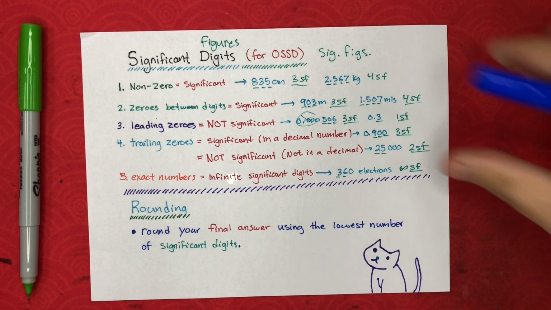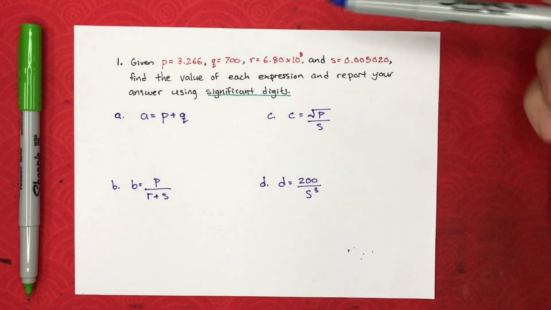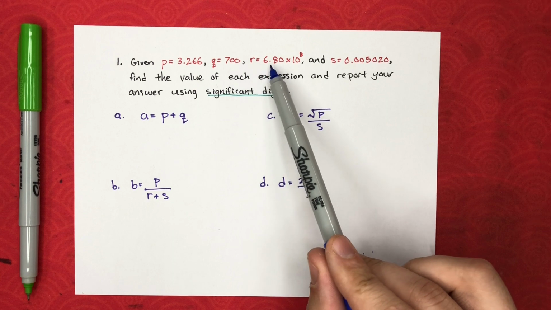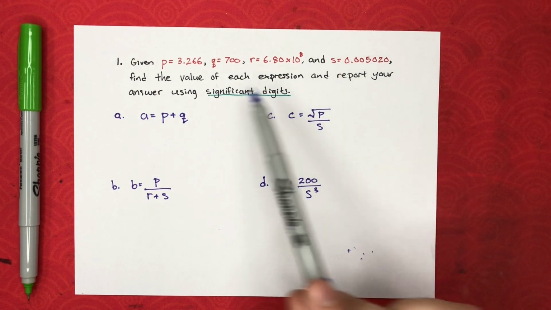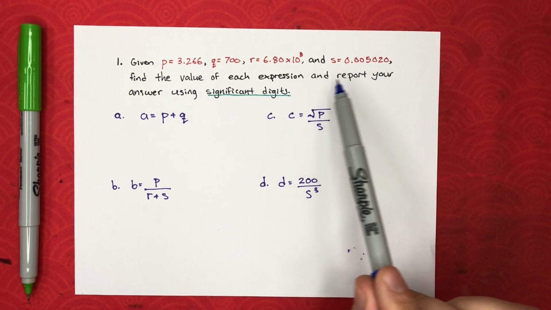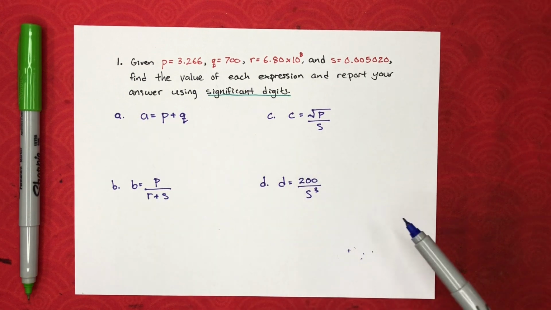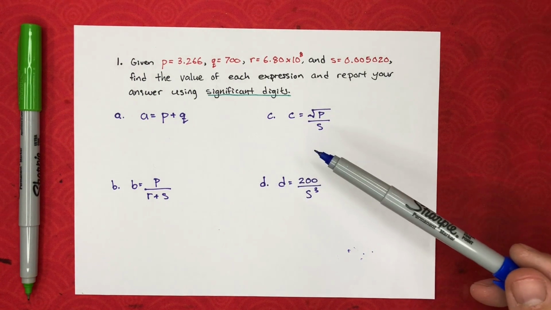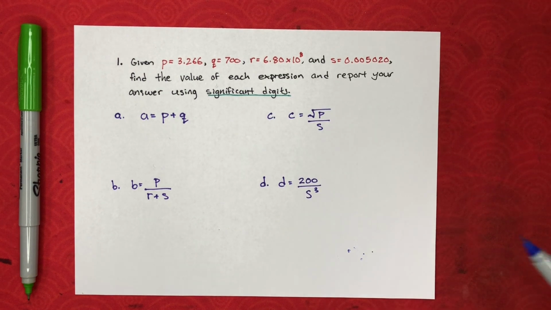So let's take a look at a problem using this. Here we have this question. It says, given P equals 3.266, Q equals 700, R equals 6.80 times 10 to the 8, and S equals 0.005020, find the value of each expression and report your answer using significant digits. We have 1, 2, 3, 4 questions to answer with this. So what you should do is take a minute and try and calculate each of these questions, and round your answer to the appropriate number of significant digits.